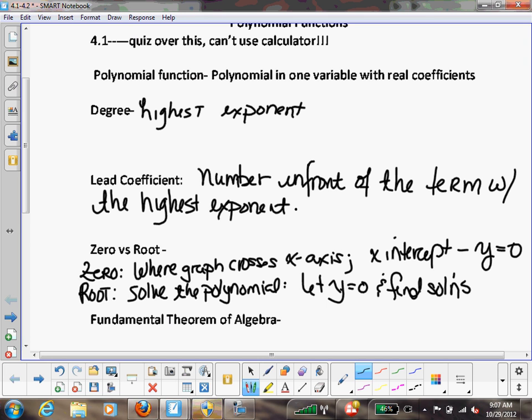If I'm letting y equal 0, we're finding values for what variable? X. So aren't we again finding the x-intercepts? If we're setting y equal to 0 and solving for values of x, then we are finding the x-intercept. So if I ask you for a zero or a root, those are interchangeable terms. They mean the same thing.